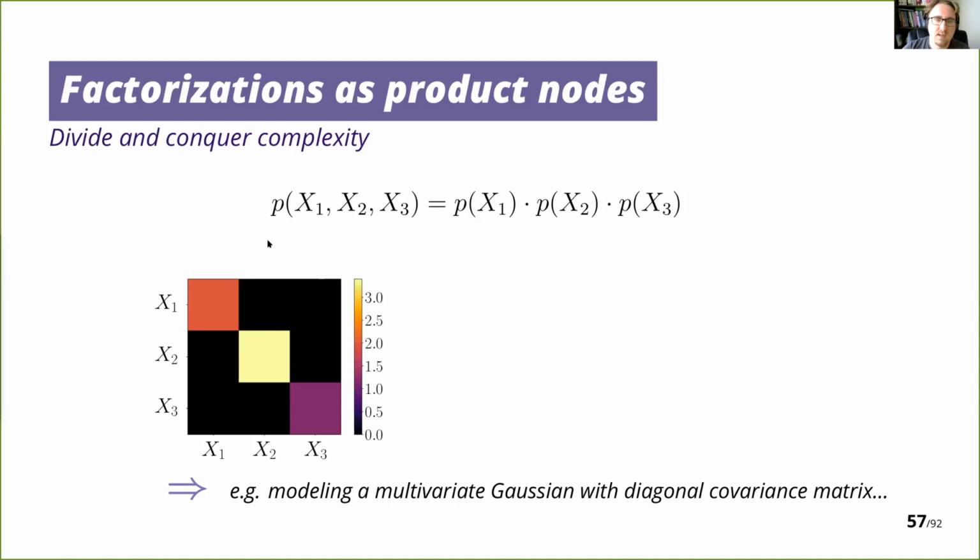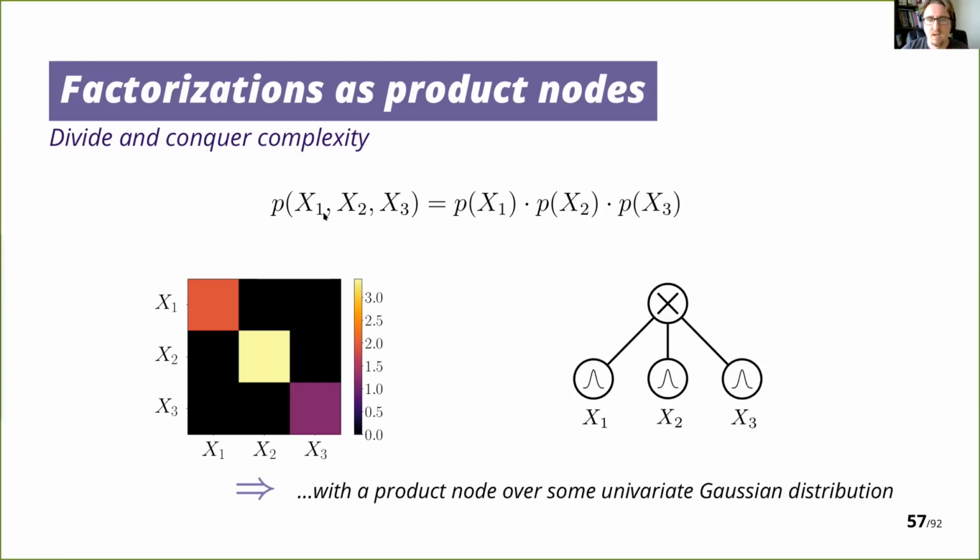So factorization allows us to have all these little distributions over different sets of random variables and combine them into a larger distribution. And so that's exactly what the equation here shows. You can think, for example, if you like, about a multivariate Gaussian with a diagonal covariance matrix. And in that case, all of these little distributions here are univariate Gaussians that you turn into a joint distribution for those 3 random variables together.